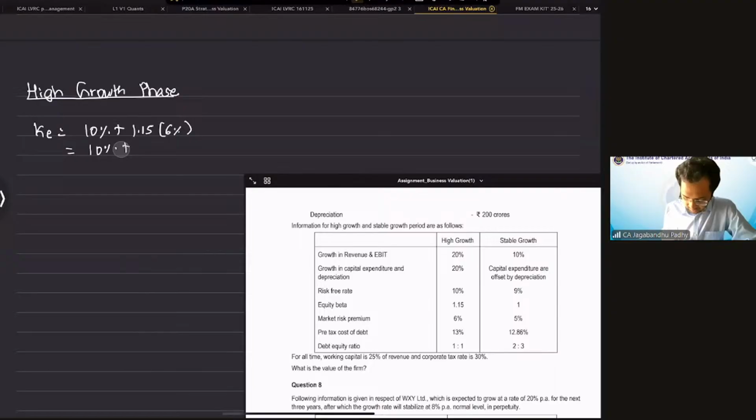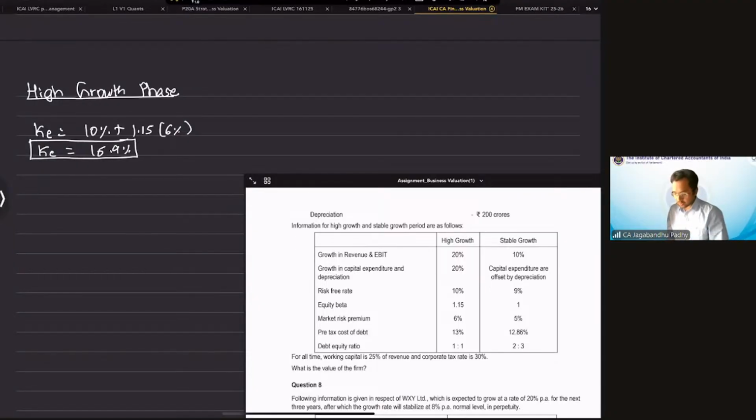What is this KE number, guys? In the high growth phase, what's the KE? So 1.15 into 6 plus 10. How much is the KE in high growth phase? KE in high growth phase is 16.9%.